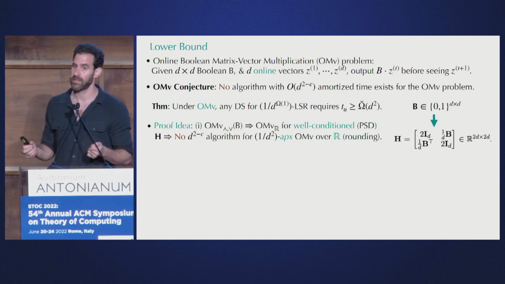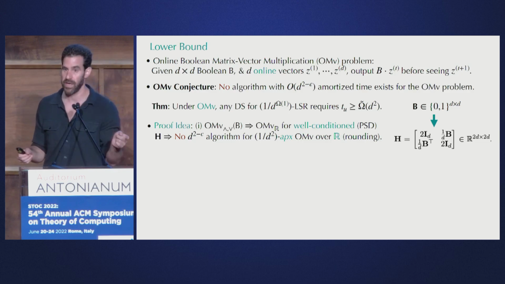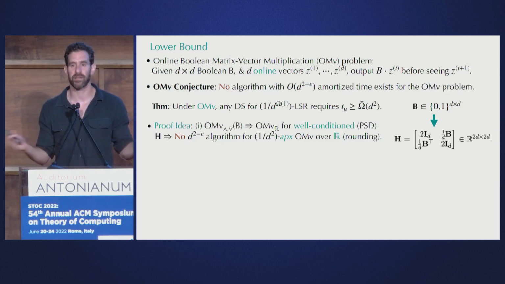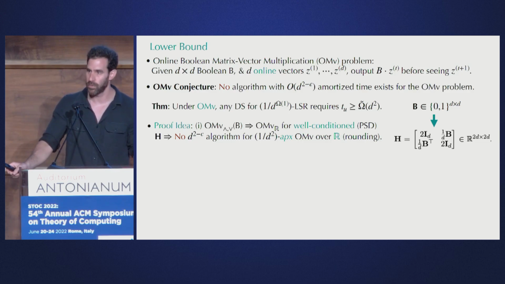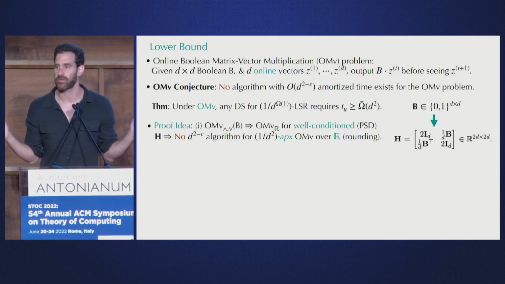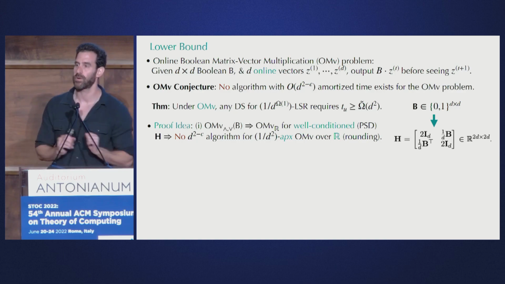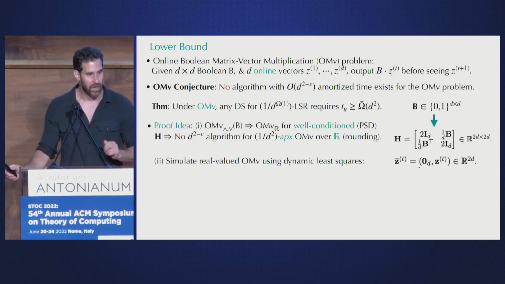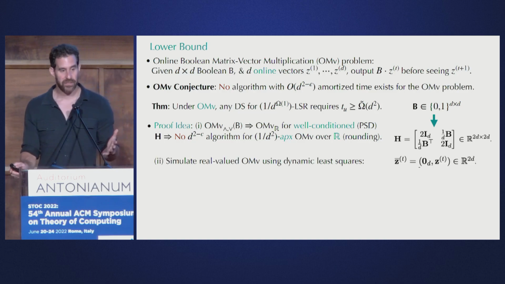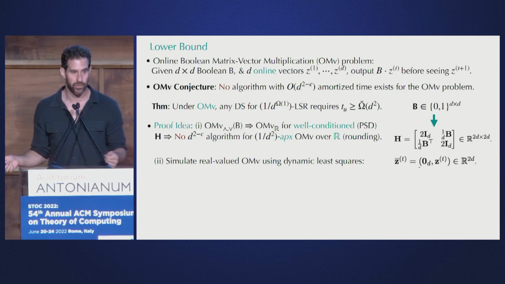And this ensures that if we have high accuracy matrix vector products with this new matrix H over the reals, then rounding will not kill us. It will produce the correct Boolean results over the Boolean semiring. Okay? If this doesn't make sense, just take it as a black box. So I claim that if we have a well-conditioned, high-accuracy solution over the reals, we can round it safely to a solution over the Boolean semiring. And the next step is to simulate the real-valued OMV using our too-good-to-be-true dynamic least squares solution.